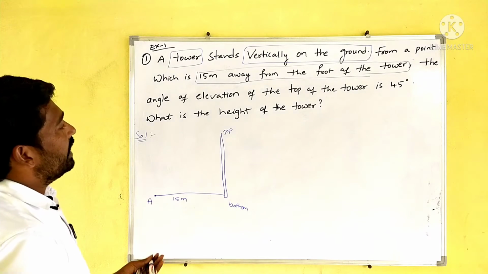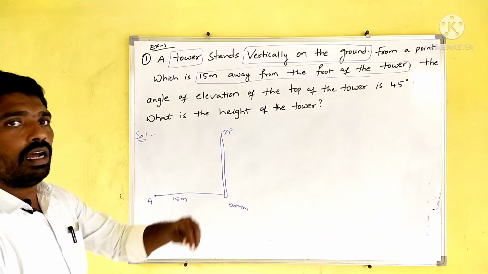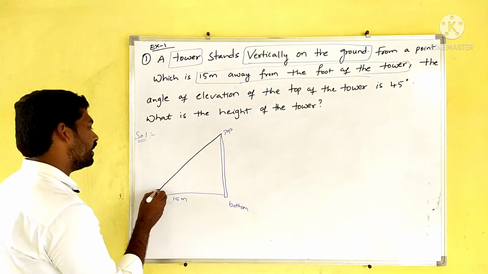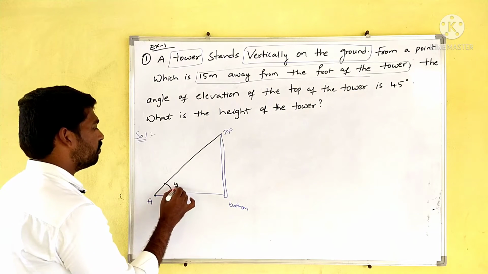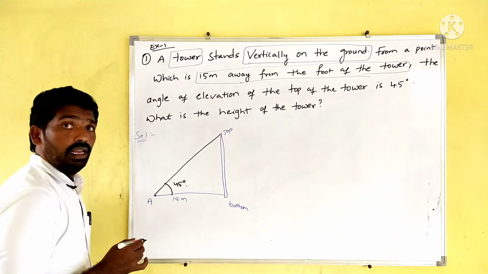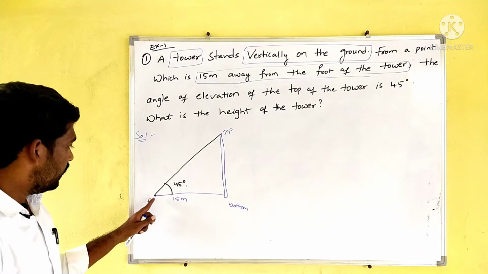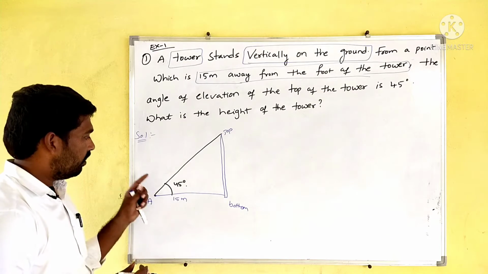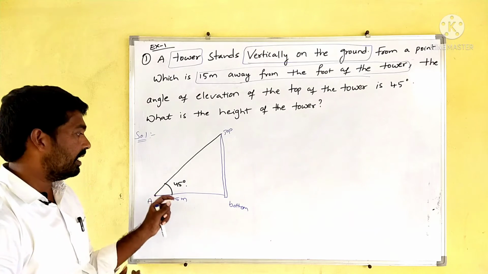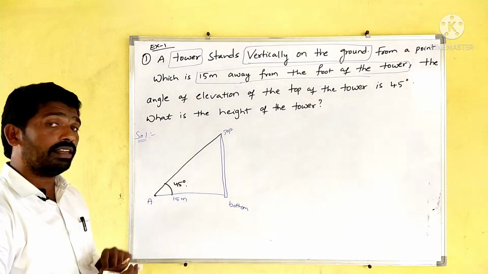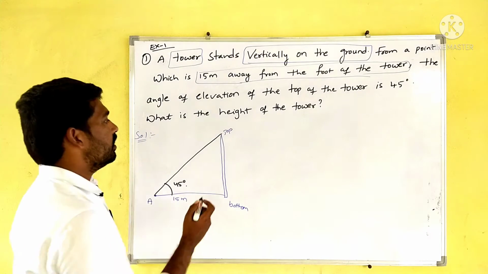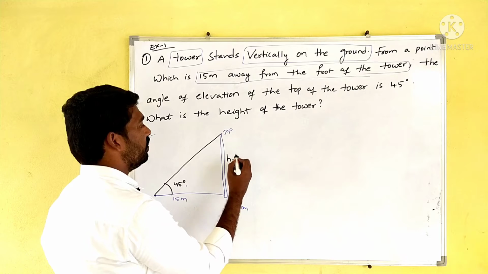Then the angle of elevation of the top of the tower is 45 degrees. This one is the line of sight. Here an angle of 45 degrees forms. A person at a point here is observing the top of the tower. That angle of elevation is 45 degrees. Here we have to find the height of the tower.